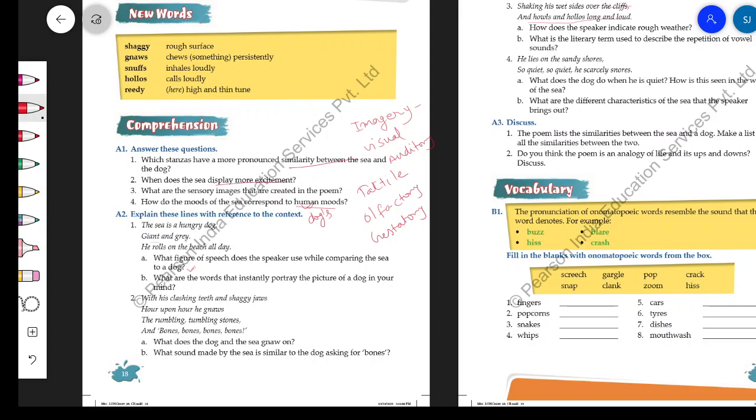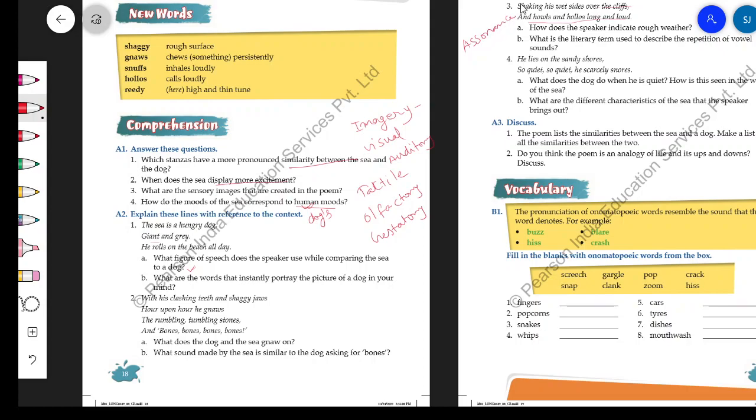Okay, and just like dogs shake their sides very fast, similarly the sea water also clashes onto the cliffs, and this sea water crashing onto the cliffs indicates rough weather. So you have got two evidences here. Now, what is the literary term used to describe the repetition of vowel sounds? Well, assonance is a literary term used to describe the repetition of a vowel sound. So I will give you its spelling.